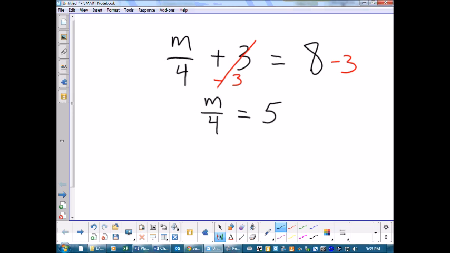Okay. Now, we have m divided by 4. So what's the opposite of divide by 4? It's multiply by 4. So we've got to multiply by 4 on that side and multiply by 4 on that side. These two will cancel out. You're left with m all by itself, which is what we're trying to accomplish. And 5 times 4 is 20. Now remember, the purpose of this is, yes, to solve for the variable and figure out what the variable is.